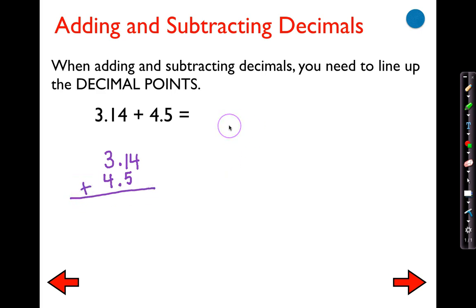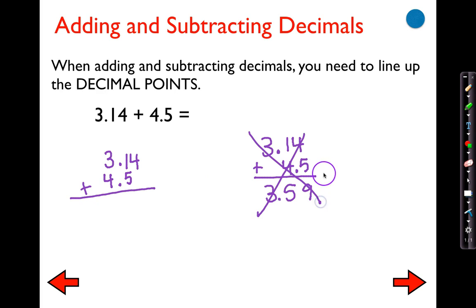Now, a very popular incorrect way of doing it is some students have the habit of pushing everything towards the far right. Something like this, and then they add it. And they get something like this. And then they don't know where to put the decimal, so they just decide on something. Now, remember, we said the answer should be around 8. Is that anywhere near 8? No, so this should be a red flag. This is incorrect. Please do not do this.